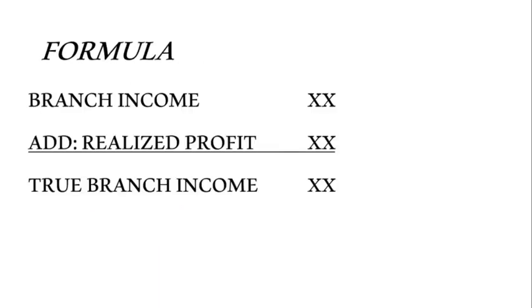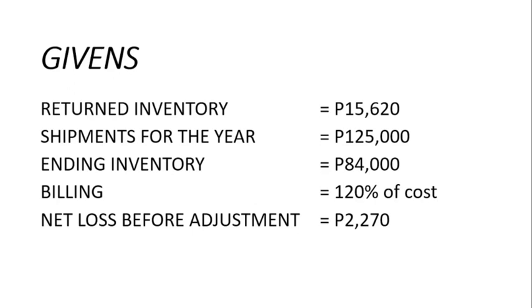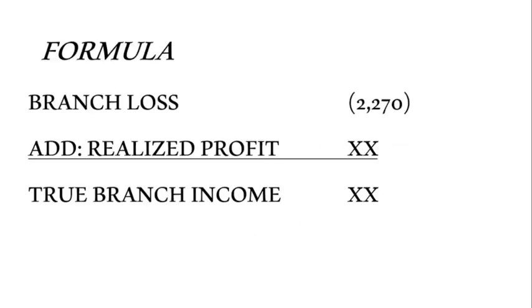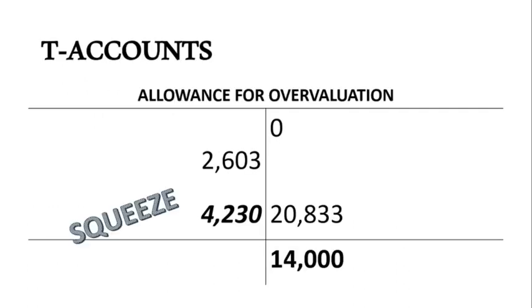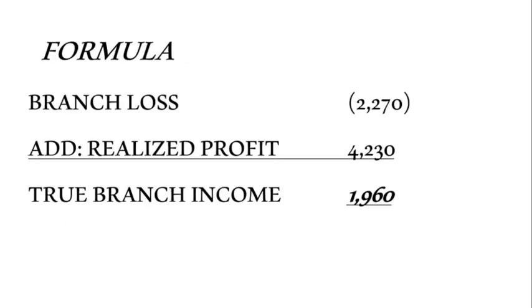So going back to the formula that we have, branch income plus the realized profit will give us the true branch income. So let's review how much was the branch income. Actually, for the year, the company suffered a loss of 2,270, and so we post branch loss 2,270. And then we add the realized profit which we have squeezed, which is 4,230, and so negative 2,270 plus 4,230, the true branch income is 1,960.